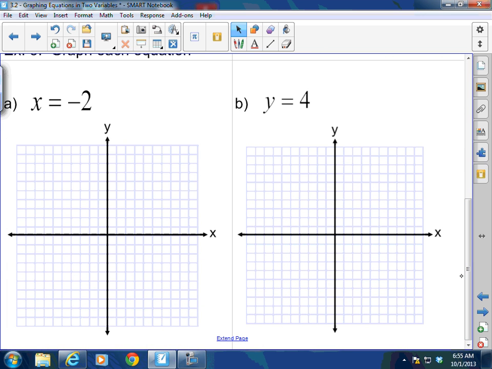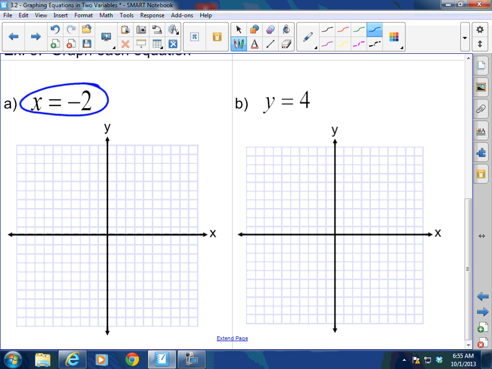x equals negative 2. I'm not dealing with the y at all. I just want to make sure that this line is going through the x equals negative 2 value. So this line goes vertically through x equals negative 2. y equals 4. Okay, I'm not dealing with the x at all. I'm only dealing with the y. So y equals 4 is going through the y-axis at y equals 4.